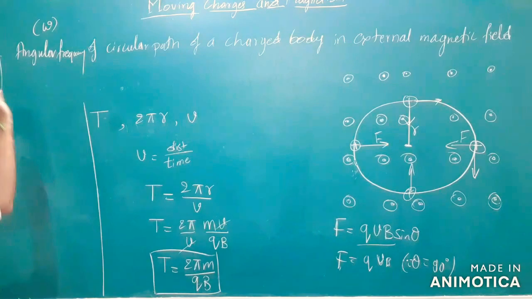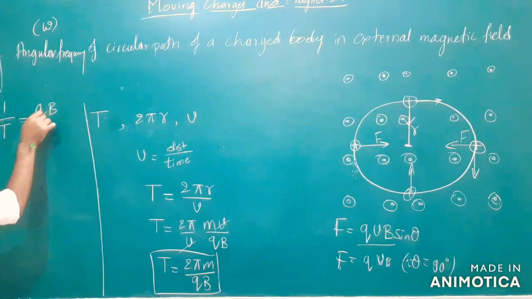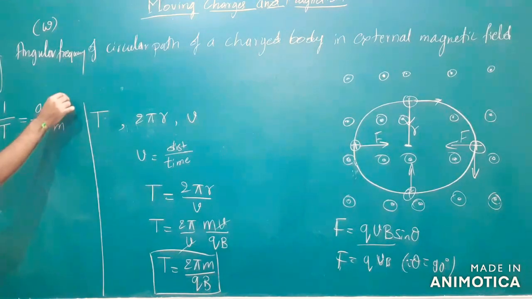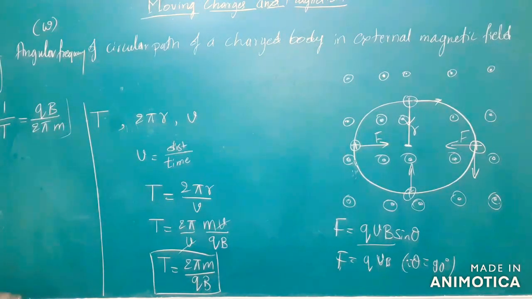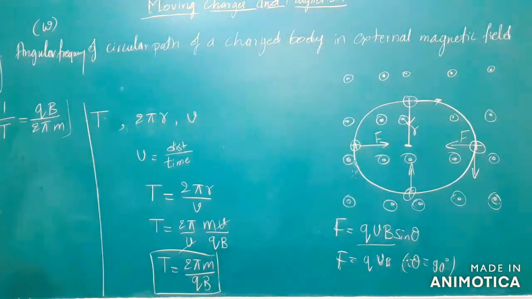Because we need the angular frequency or angular velocity, both are fine. And let me take the expression for frequency also. Frequency is represented by either nu or f. Let me take nu. The frequency nu is 1 by T, which is qB by 2 pi m, right? So this is the expression for frequency. All of these expressions are important, but you concentrate on time period or frequency. Remember, one of them would be fine for problems.